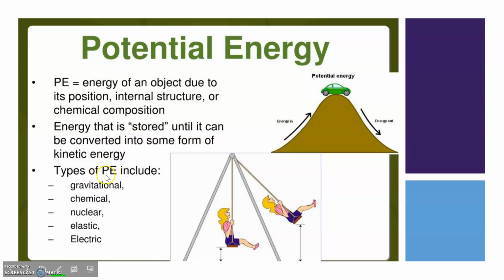There are several different types of potential energy. We will mostly be talking about gravitational potential energy, so due to gravity. But there is also chemical, nuclear, elastic, electric. But again, we're focusing on gravitational.